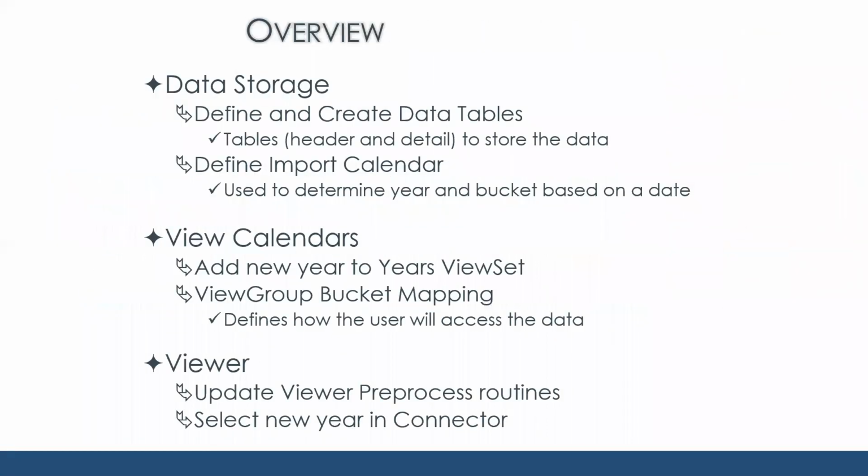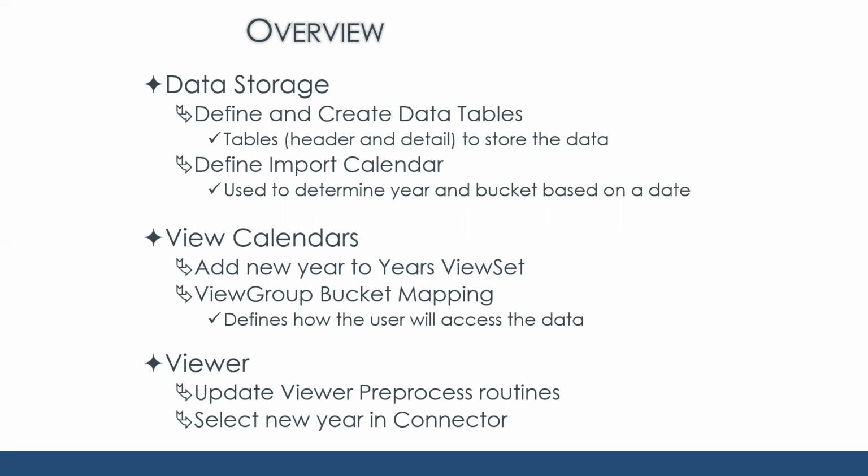So when we look at starting to set things up for the new year, there's really 3 areas that we want to look at. One is what I would call the data storage area. And again, that's your Stratum server side, where we want to set up the actual data tables that contain the data for each of our categories. And then also need to maintain what we call the import calendar. And that's used in the import processes to figure out what bucket we want to put the data for based on that particular transaction date or whatever date you're using. So that's on the data storage side.